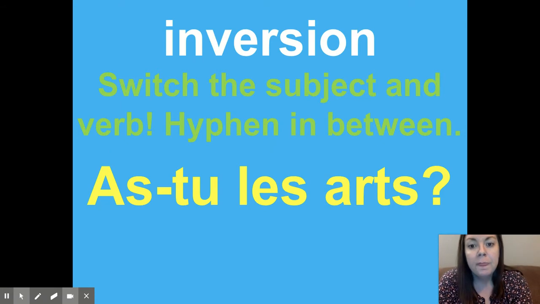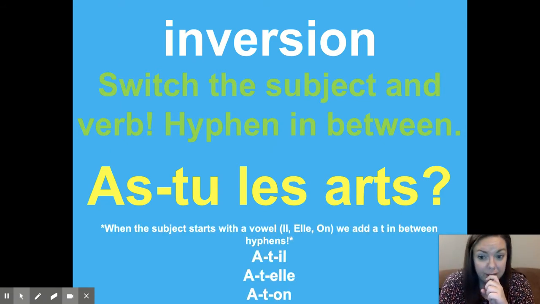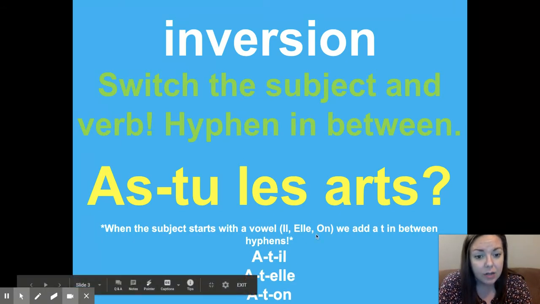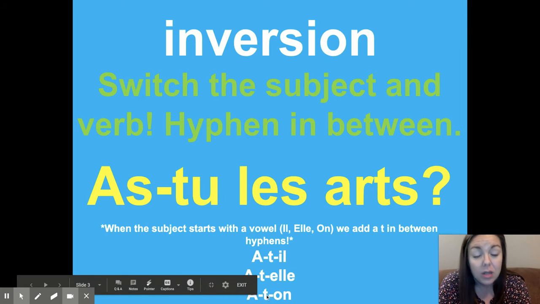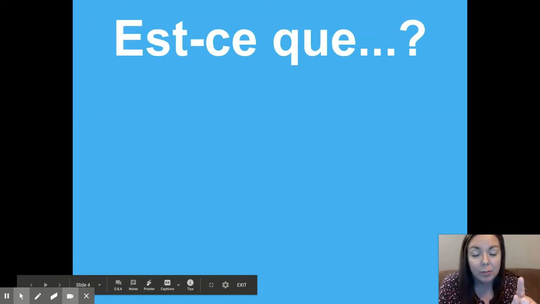Okay, there is a little exception here, or not an exception, but an addition. When the subject starts with a vowel, so il, elle, or on, when you flip it, you would have vowels next to each other. So if we flip-flopped a and il, all of a sudden we have 2 vowels next to each other. And we don't like 2 vowels. Normally what we would do is get rid of this vowel and put an apostrophe. But we can't because then the entire word is gone. So what we do with inversion is we put a T in the middle so we don't have 2 vowels next to each other. We'll practice this, I promise. So it'd be a-t-il, a-t-elle, a-t-on. Okay, don't freak out. We're going to practice.